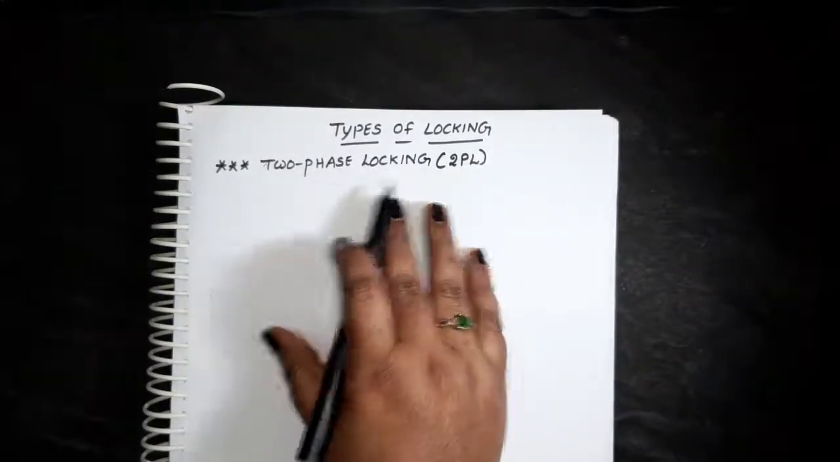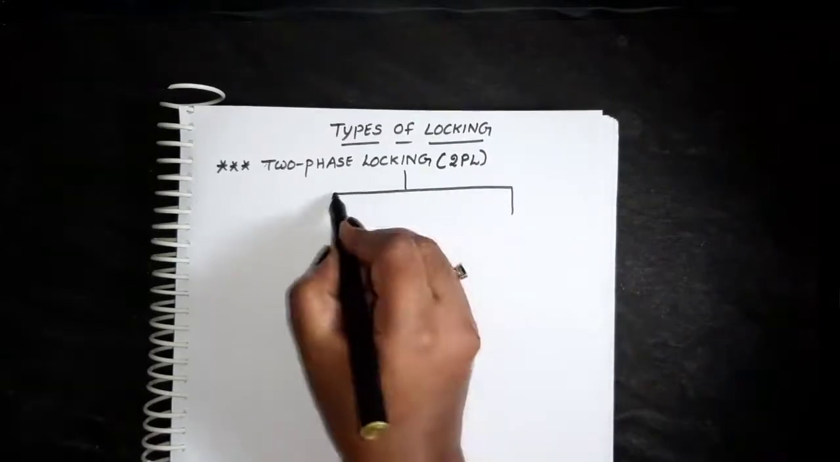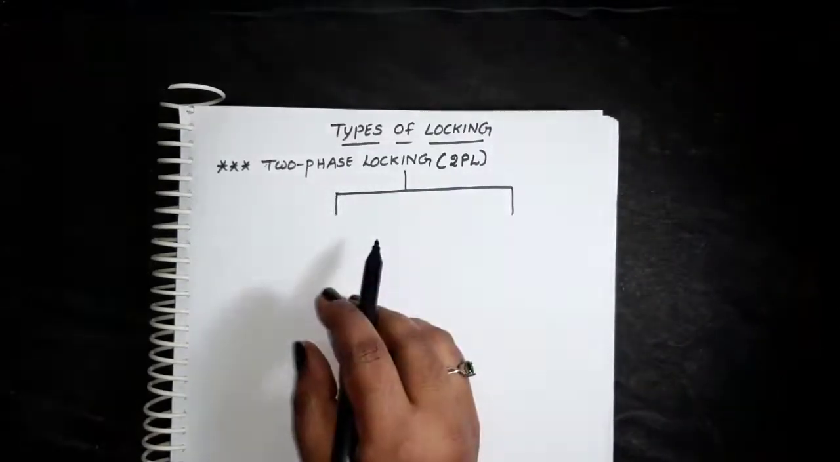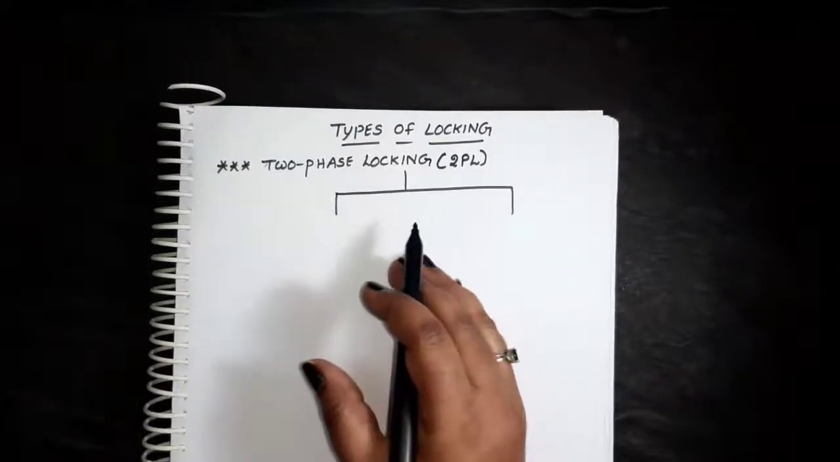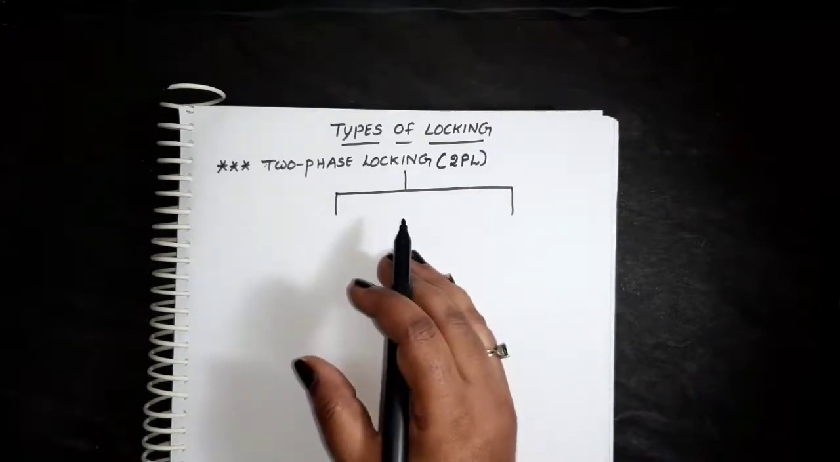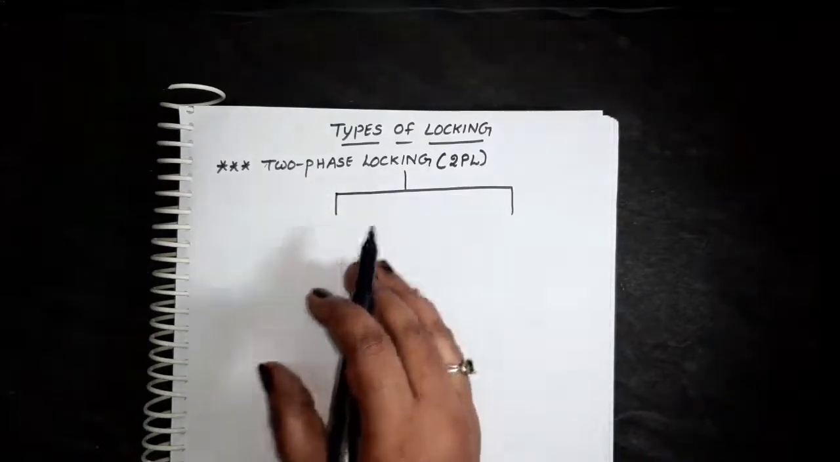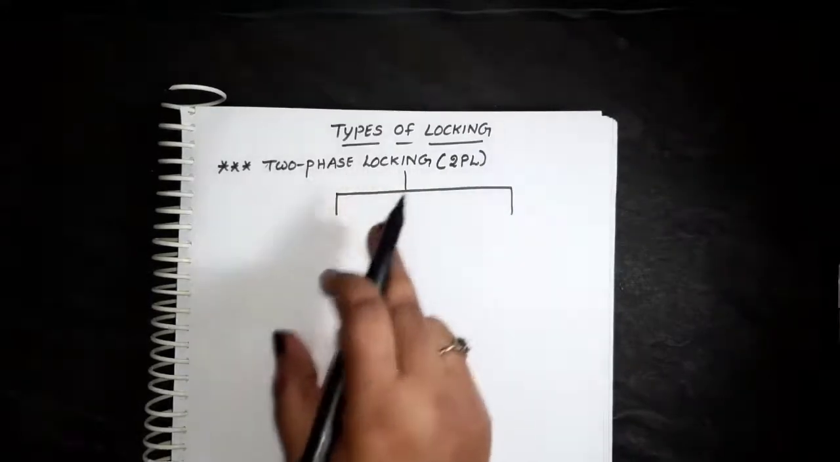In two-phase locking, this locking technique can be applied to the concurrent execution of transactions. In order to provide control among multiple transactions, you use the locking technique. Here we are going to use the two-phase locking technique.